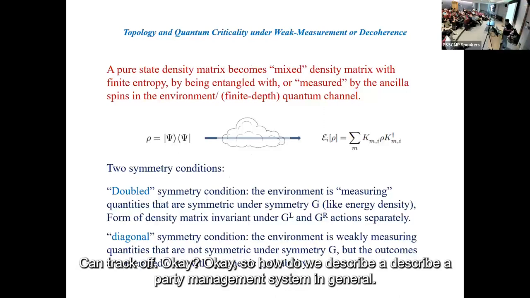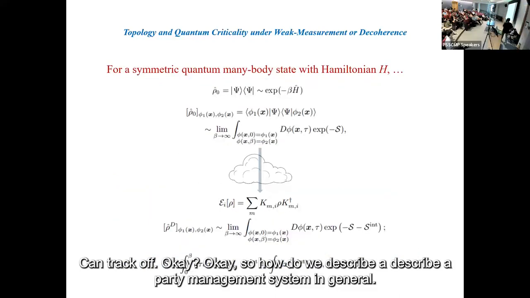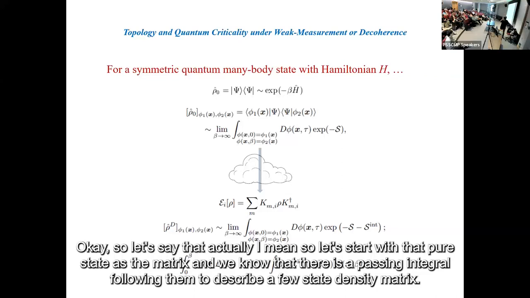Okay, so how do we describe a quantum many-body system in general? Let's start with the pure state density matrix, and we know that there is a path integral formalism to describe a pure state density matrix.